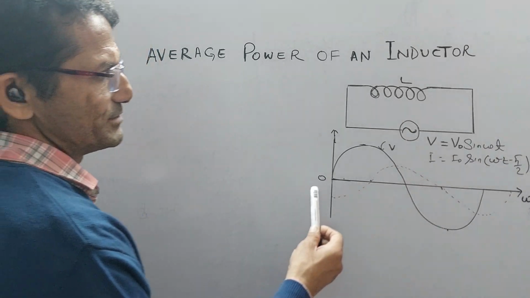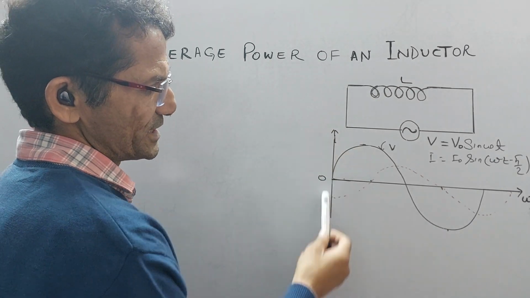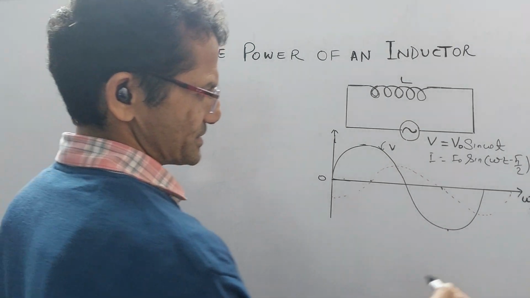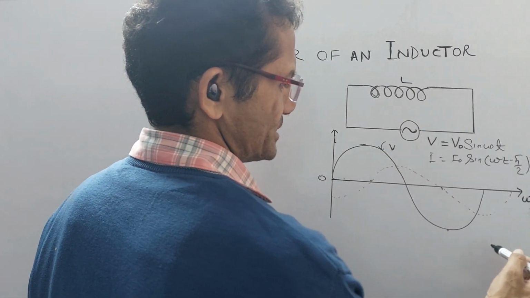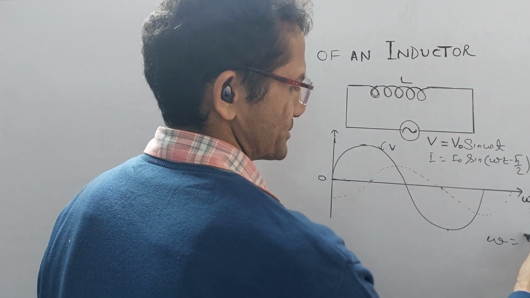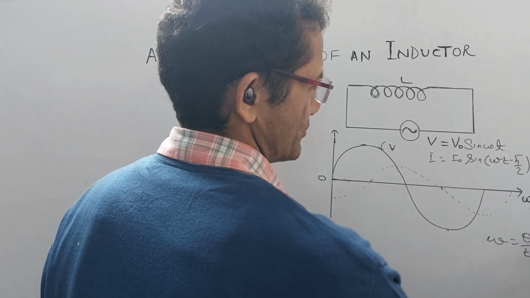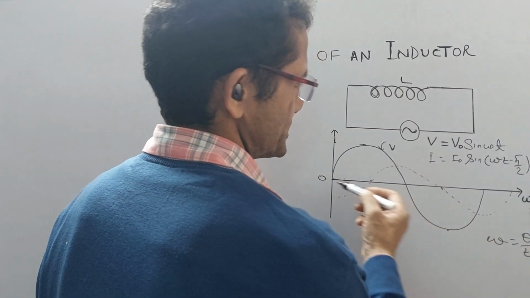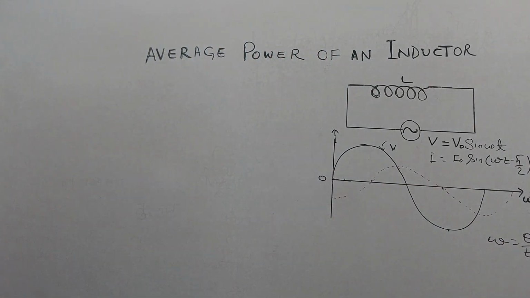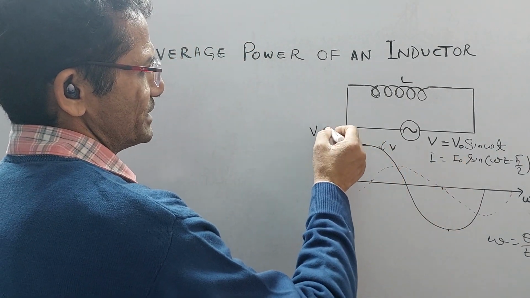So if I draw the graph with voltage and current on the y-axis and omega t, meaning theta, on the x-axis. Omega is the angular velocity, equal to theta divided by t. From here we can calculate the value of theta. Theta has the value omega into t. So this omega t would be along the x direction, and the values of voltage and current in the y direction, V and I.